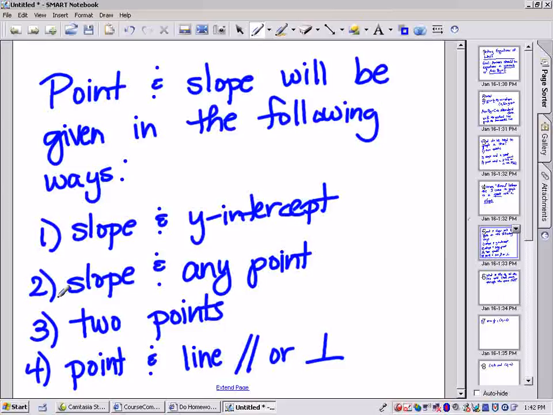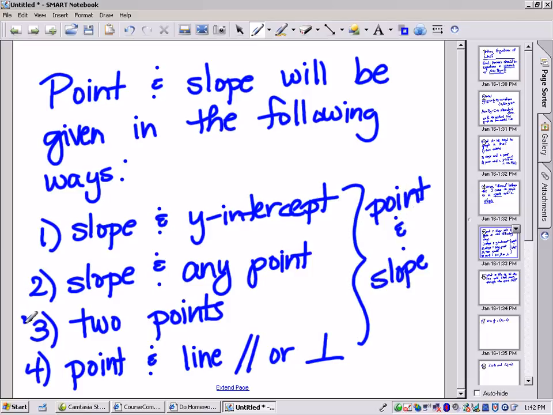So you're going to have several different cases. You may be given in your problem the slope directly and maybe a y-intercept point, or maybe you're given a slope and any other point on the line, or maybe you know 2 points on the line, or maybe you're given a point and a line that's parallel or perpendicular. So for those cases, the main thing that you need to be able to glean from those problems is 1 point and the slope.